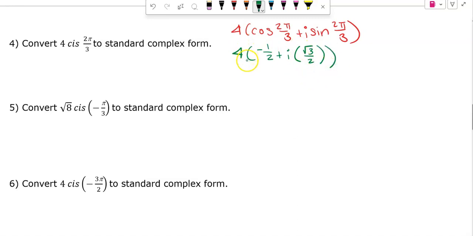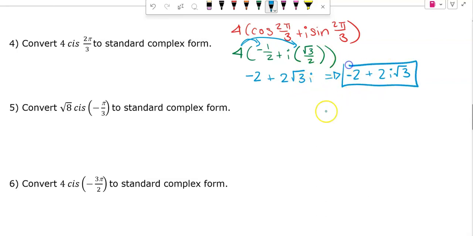And now I just need to go ahead and just distribute this 4 and simplify. So if I do that, I'm going to distribute that 4 to both of these. And so 4 times negative 1/2 gets me negative 2. And then 4 times the square root of 3 over 2 i is going to get me 2 square root 3 i. Proper way of writing that really should be 2i square root 3. But writing it either way is perfectly fine. You just need to make sure that the i is very clearly not underneath the square root. But this right here is going from polar form to complex form.